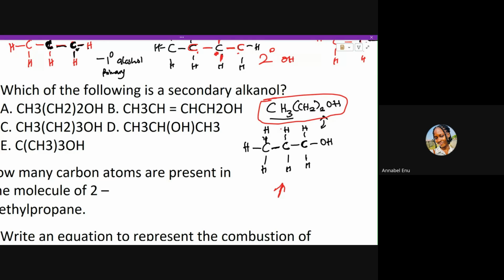So 1 carbon group means primary, 2 carbon groups means secondary, 3 carbon groups means tertiary. Now, this is the carbon carrying the OH, and these are the 4 bonds surrounding it, including the bond to the OH. One is to the OH, the second is to a hydrogen, the third is to a carbon group, and the last is to a hydrogen. So how many carbon groups is this carbon attached to? Only one. That is why it is primary. So A is not our answer. Do you understand now?